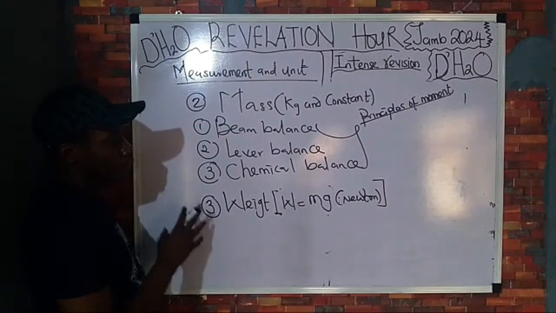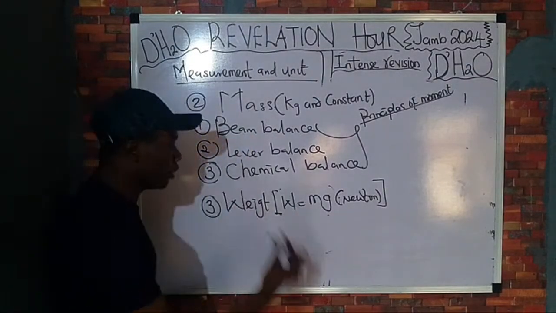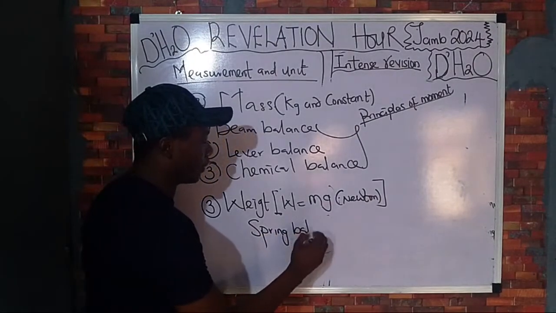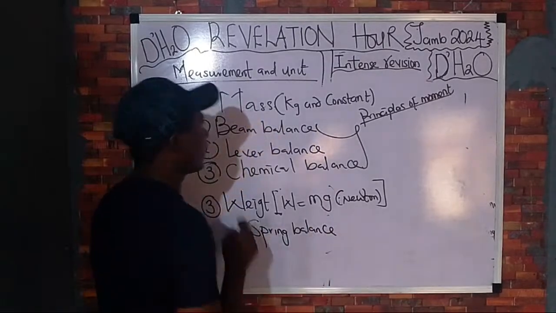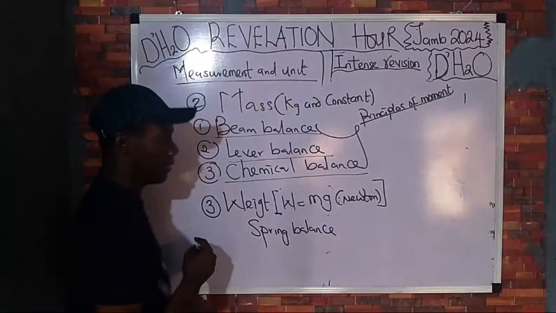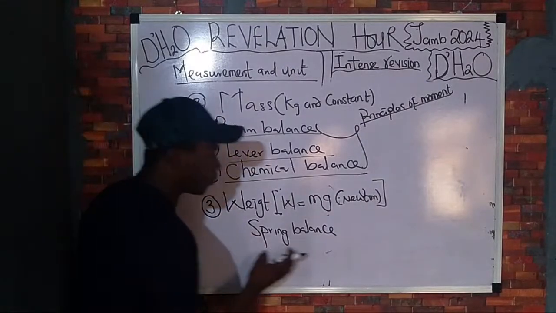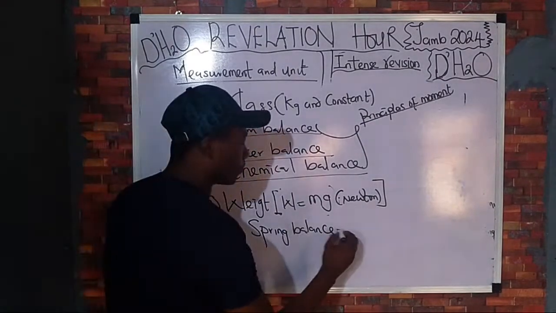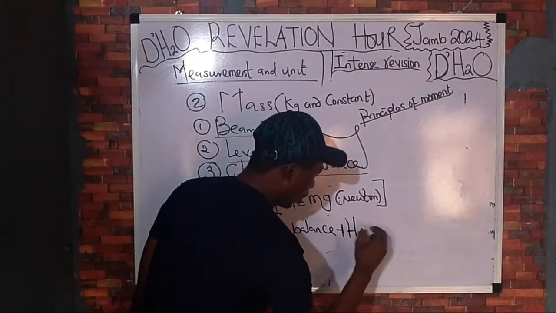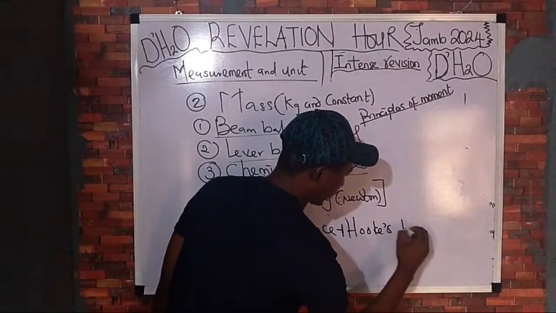Now, what's the device used for measuring weight? Weight is measured with a device called the spring balance. Please take note of that. The spring balance. As for mass, you have beam balance, lever balance, chemical balance. But as for weight, you have spring balance. Now, this spring balance is based on the what? Is based on Hooke's law. Please take note of that.